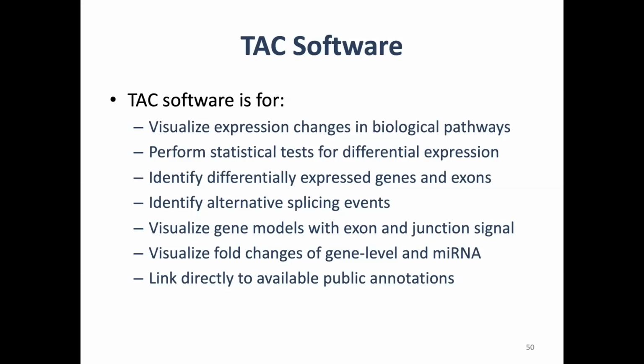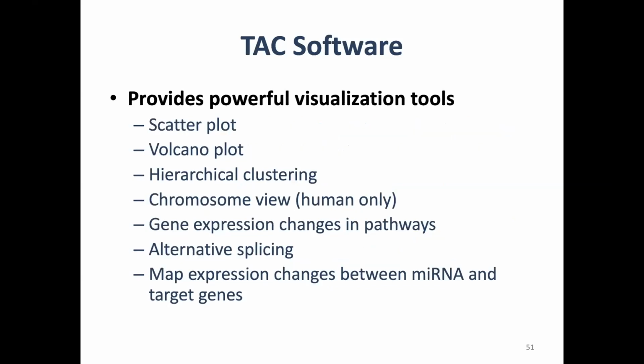And also you can do the statistical analysis, like differential expression analysis. You can identify which genes are differentially expressed, or which exons are differentially expressed. Also, it will give you which genes have alternative splicing events, and you can even see pictures of the alternative splicing events. Visualize gene models with exons and junction signals. Visualize fold changes of gene levels and microRNA, with links directly to publicly available annotations.